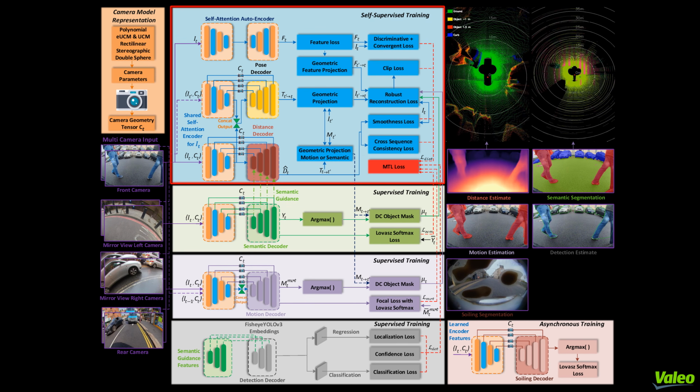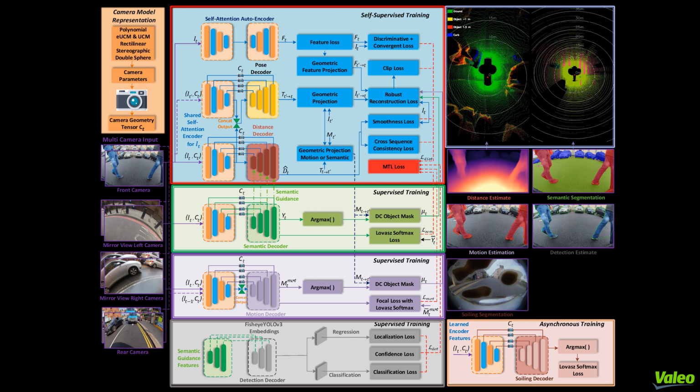The red block indicates the self-supervised distance estimation and pose estimation task and its corresponding losses. The green block indicates semantic segmentation followed by motion segmentation in purple. The gray block indicates object detection followed by soiling segmentation on the right. We post-process our estimates to a top view map for a level 3 planning module in the final step. All the tasks here are trained end-to-end, producing a single model for inference.